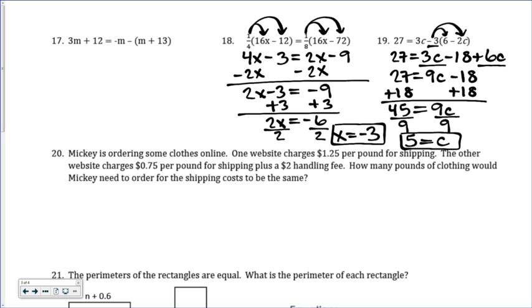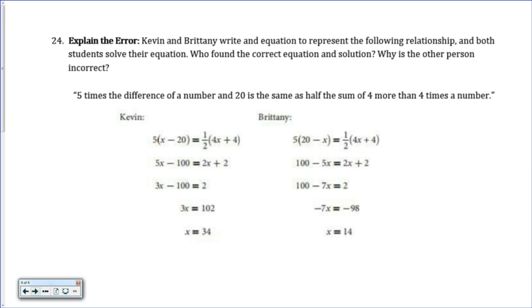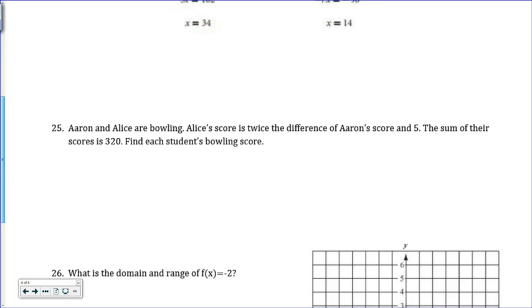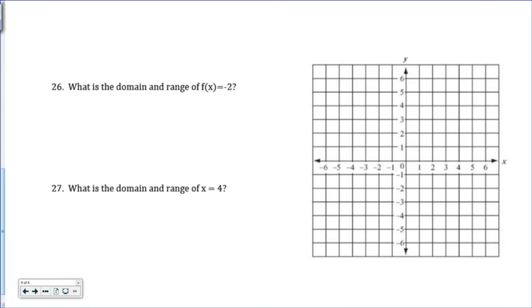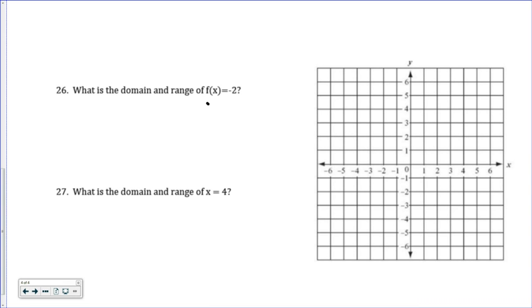All right, let's look at the last one here. We're going to look at number 26. Okay, what is the domain and range of f of x equals negative 2? Remember, f of x is just telling you what your range is. It's telling you y. So we could say this is y equals negative 2. So I'm going to graph that. I'm going to have a horizontal line at negative 2. That tells me that all of my x values will produce a y value of negative 2.